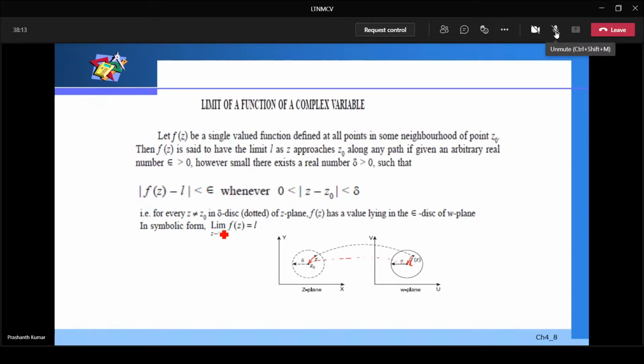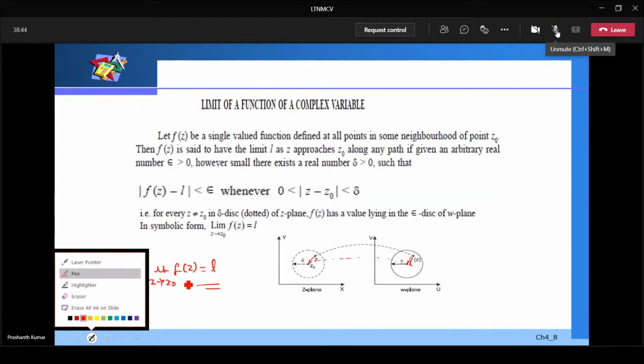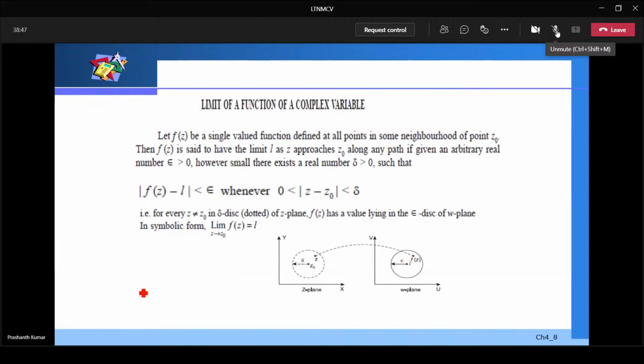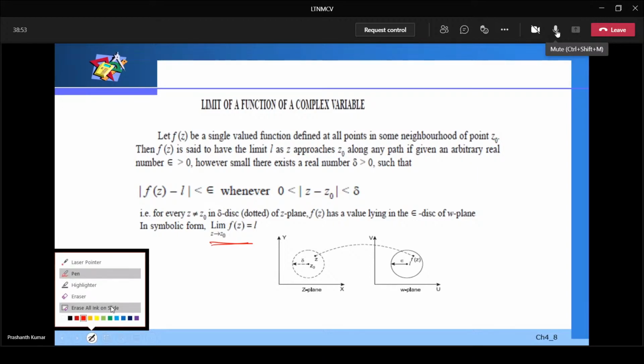Symbolically we write this simply. Even if you don't understand all this, you should know that limit z tends to z naught of f of z is equal to L. This is the limit point of the function of a complex variable. This is very important. At least this you must remember. The whole problem runs on this.